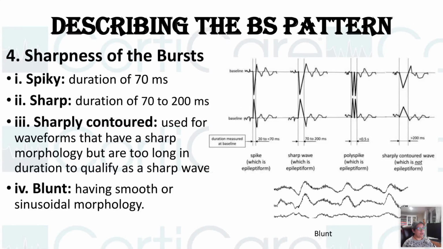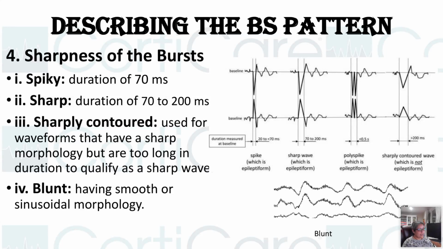All right, the morphology, the sharpness. Let's talk about the sharpness. If your burst, I'm going to talk from reverse here. Number 4, your burst can be blunted. Like some of the triphasics are blunted, some of the triphasics are very sharp, right? So your bursts can be blunted. That means they have a smooth sinusoidal kind of morphology as seen at the bottom picture here.